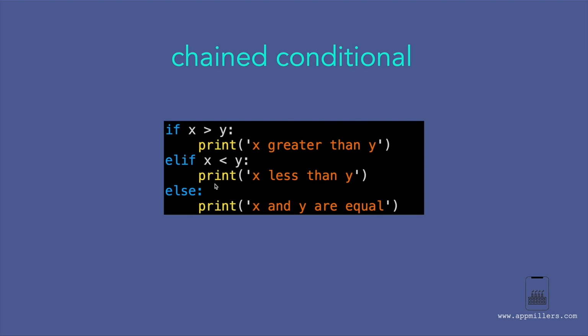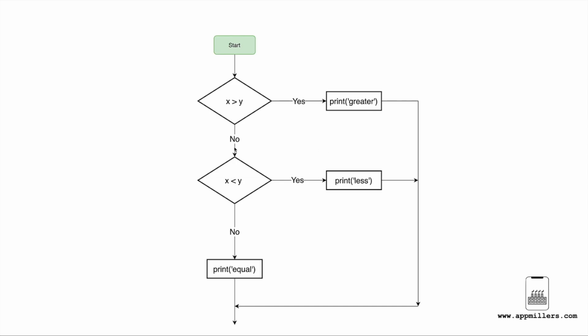There is no limit to the number of elif statements, and if there is an else clause, it has to be at the end. But take into account that you can skip the else statement as well. Now let's look at what the flowchart of this chain conditional looks like. In this case, our flowchart will be like this. As you can see, it starts from here. First we check whether x is greater than y or not.